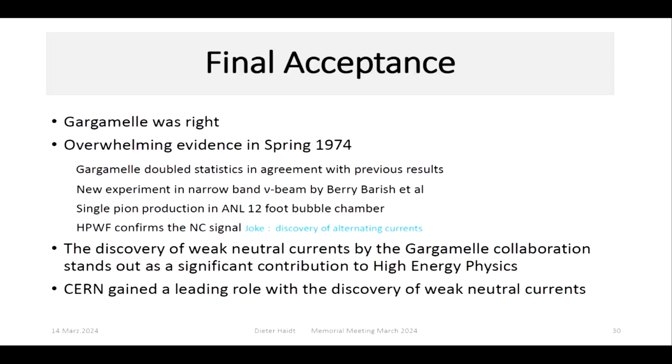The final acceptance was then reached one year after the claim, namely in spring '74. After all, Gargamelle was all the time right. We did not change one iota. Gargamelle, in the meantime, doubled statistics, in agreement with previous results. Then there is a beautiful new experiment by Barry Barish in a narrowband neutrino beam, and single pion production has been observed. And finally, also the HPWF group has confirmed the signal. And going from yes, no to yes, the joke came that they discovered the alternating currents. Now, with this discovery, Gargamelle made an important contribution to high-energy physics, and CERN gained a leading role by this discovery.